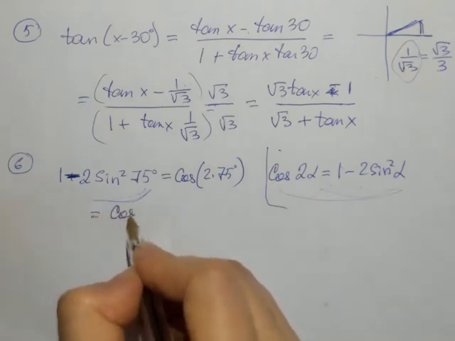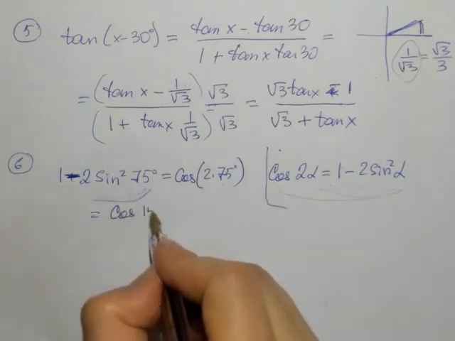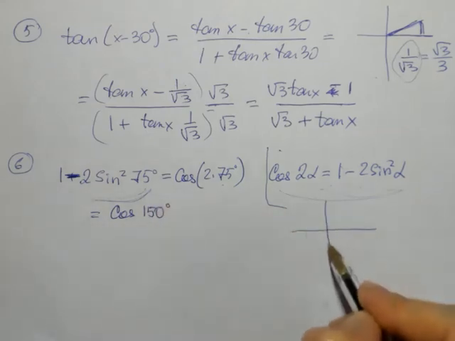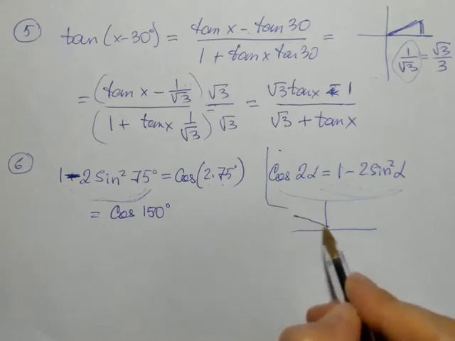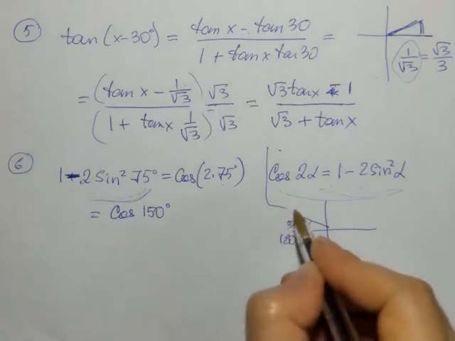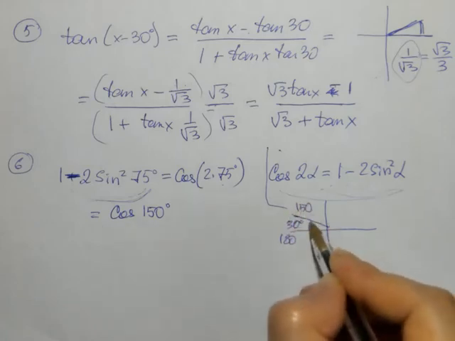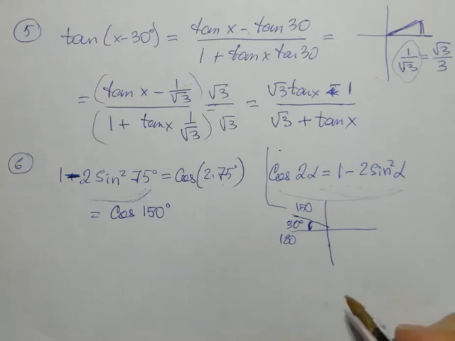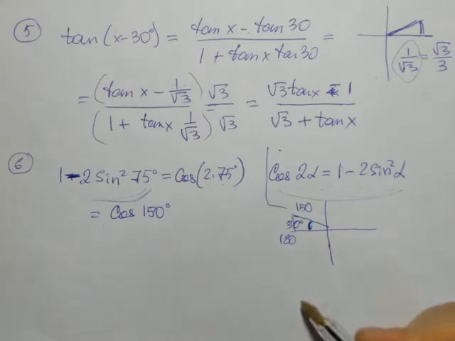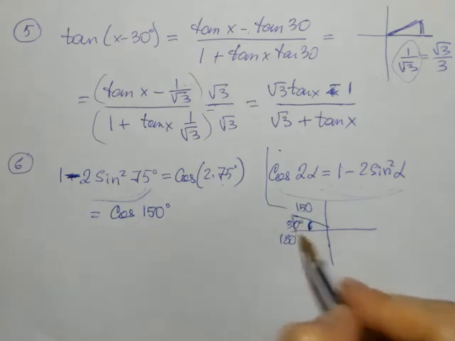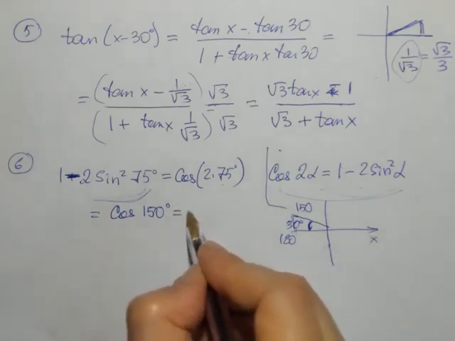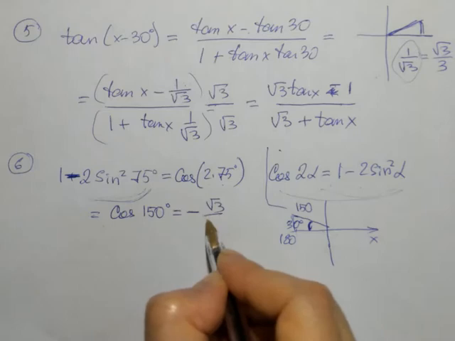or cosine of 150 degrees, and this is the special angle. We can find it on the unit circle. 150 is 180 minus 30. Here is 150. So 30 degrees reference angle. So cosine of 30 is square root of 3 over 2, and here we are on the negative part of the x-axis. So cosine is negative square root of 3 over 2.